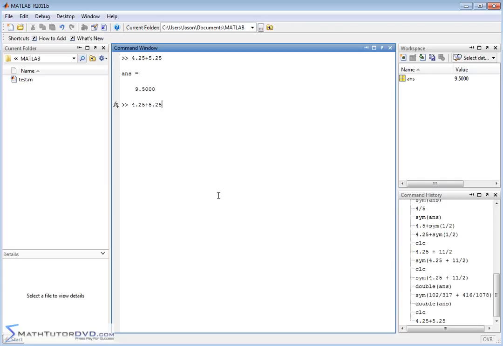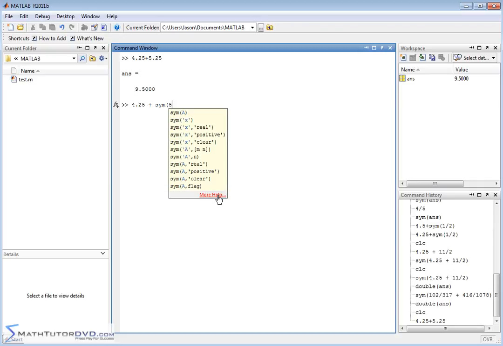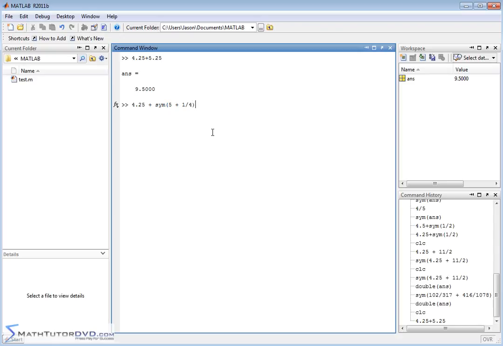So let's retrieve the last thing that we entered by hitting the up arrow on the keypad. Now let's do 4.25 plus symbol, and let's change the 5.25 to 5 plus 1/4, like this. Let's look at this for a second. What do you think MATLAB's going to do? Well, first of all, it's going to look inside the symbol operator and see 5 plus 1/4. So it's going to try to treat this as a fraction, and it's going to give me a fractional answer for this.